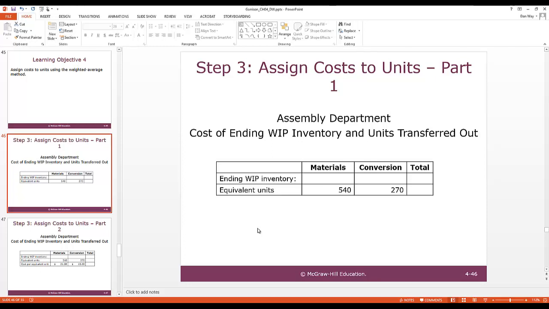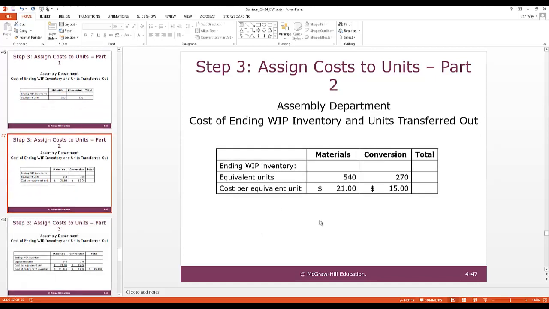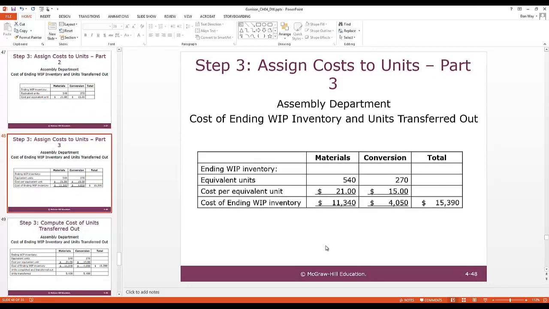So a quick reminder here, our equivalent units in ending work in process with respect to materials was 540. With respect to conversion was 270. So we'll assign cost to ending work in process for those two cost categories separately. In order to do that, we just want to use our cost per equivalent unit that we calculated a moment ago. So for materials, again, that was $21. For conversion, $15. And when we do that multiplication, we get our cost of ending work in process with respect to materials of $11,340, and with respect to conversion of $4,050.